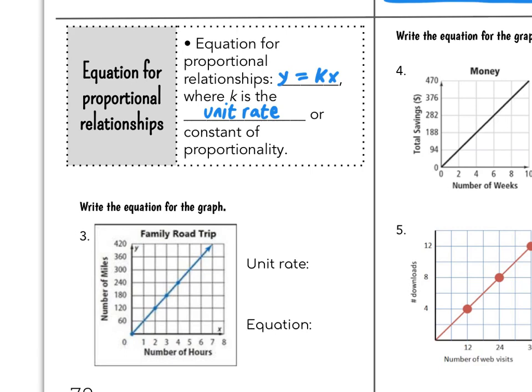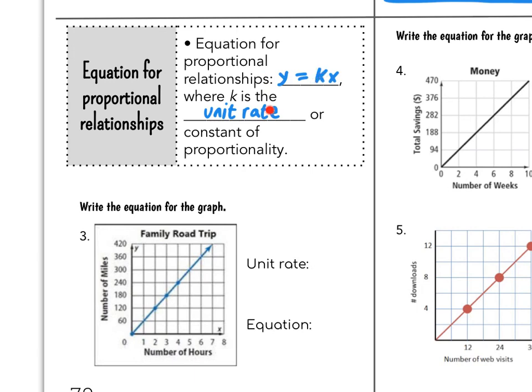Okay, so we're on the bottom left, where it says equation for proportional relationships. All proportional relationships have the same setup in their equations, and it looks like this: y equals kx. Now k is always going to be a number. It could be a regular number like 5, a fraction like 1/2, even a decimal like 0.25. The y will always be y equals, and the x will always be here. So the only thing that'll change is this k.